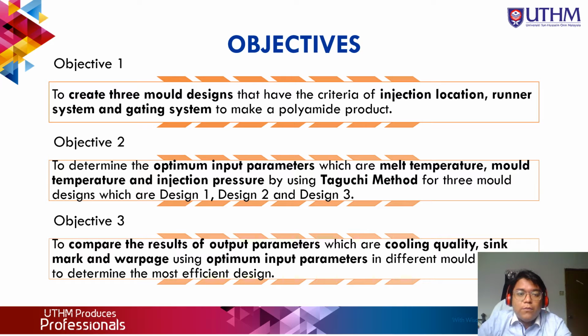First one is to create three more designs that have the criteria of injection location, runner system, and gating system to make a polyamide product. The second objective is to determine the optimum input parameters, which are melt temperature, mold temperature, and injection pressure by using Taguchi method for three mold design. And the last one is to compare the result of output parameters, which are cooling quality, sigma, and warpage, using optimum input parameter in different modes to determine the most efficient design.